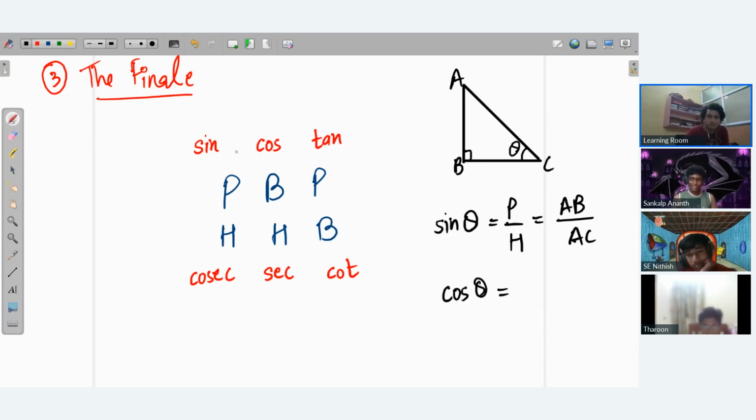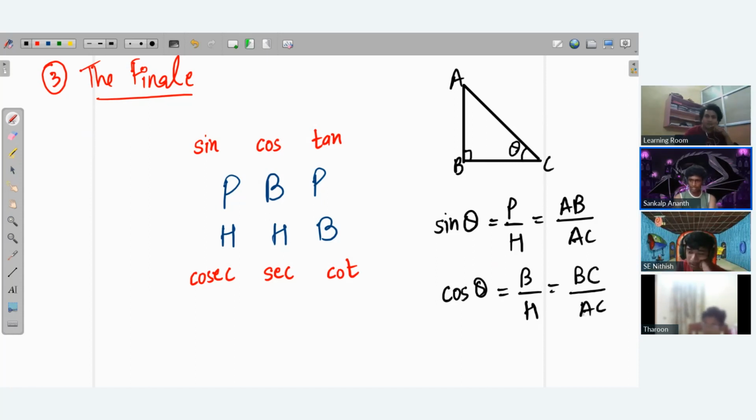Now let's see what cos theta is. It will be base by hypotenuse. I will tell you how to remember this acronym, but first understand how it works. For the reference angle, cos theta is base over hypotenuse. For this angle, the base is BC and the hypotenuse is AC. So cos theta is BC by AC.